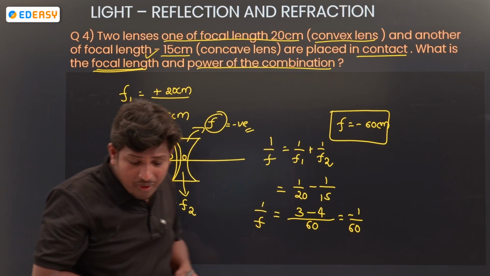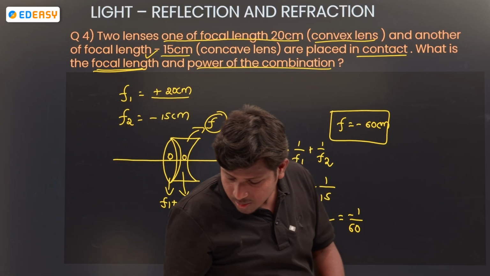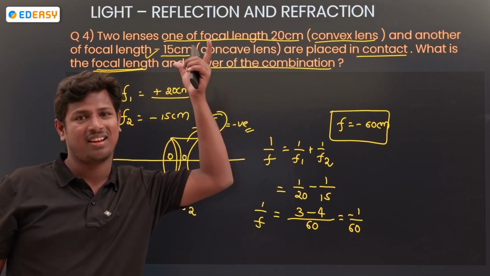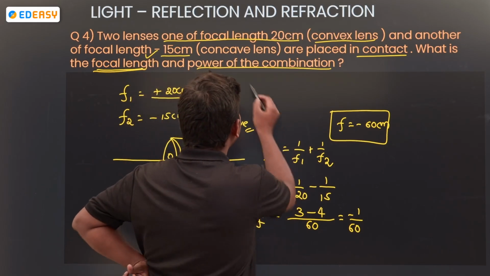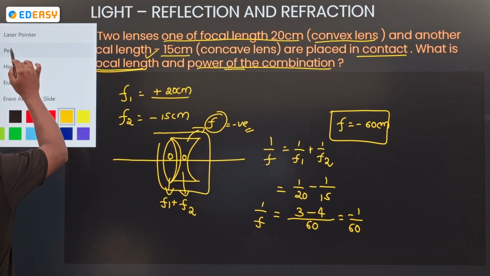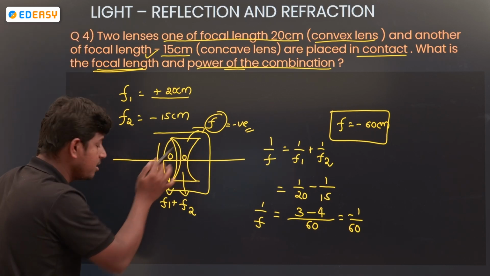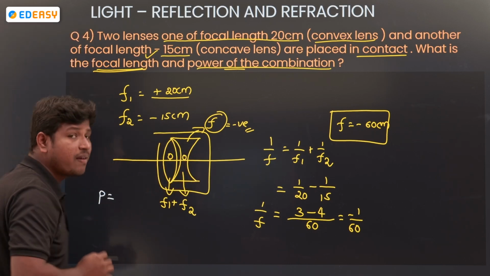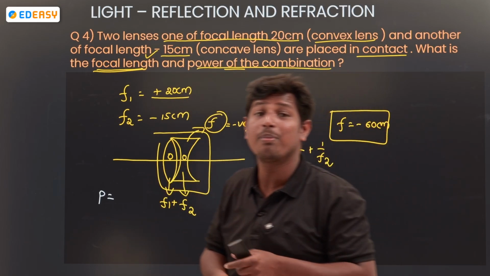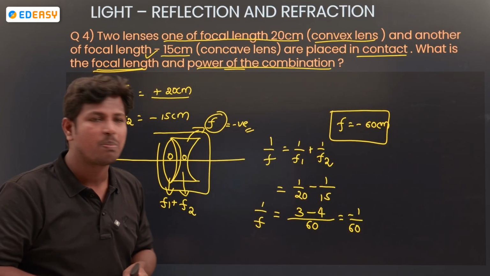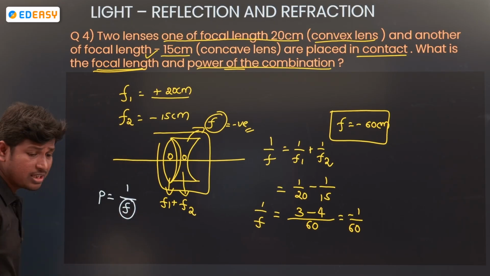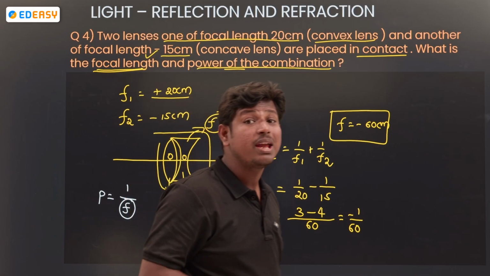Next, which one are we going to find out? Anybody from the comment section? What are we going to find out? Power. The power of this combination. So power P. Power depends on which one? Power depends on 1 by F only.